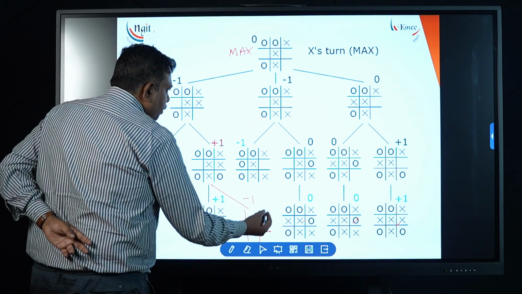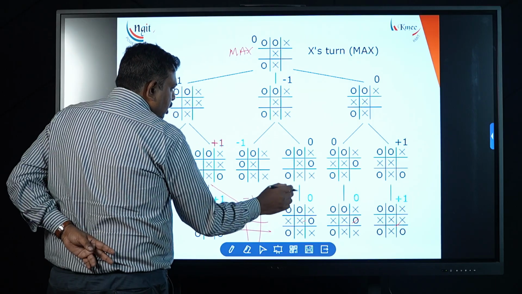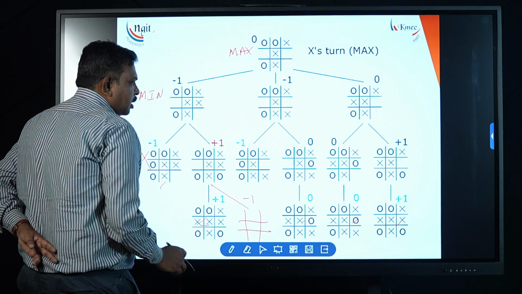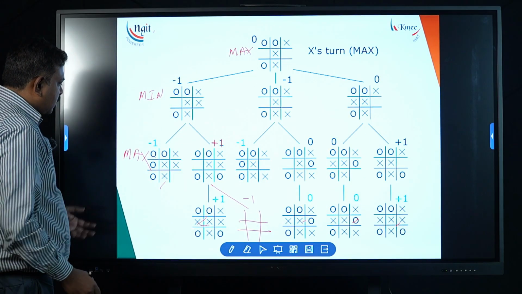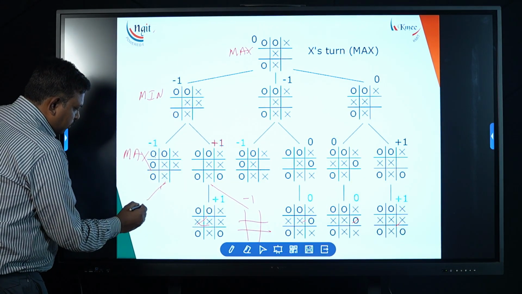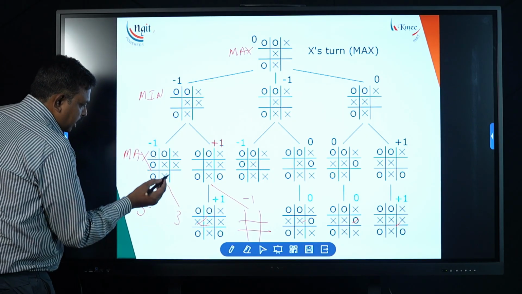Here it has only one child, so 0 is sent to the parent. Here also one child, 0 is sent to the parent. If any child has a maximum, suppose here it is 5, it is 3.